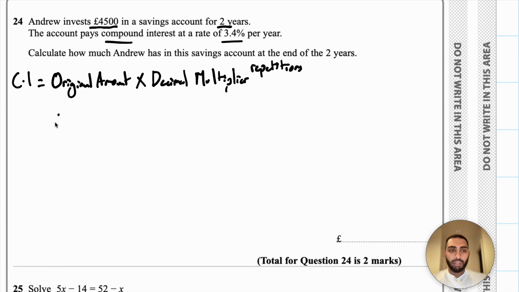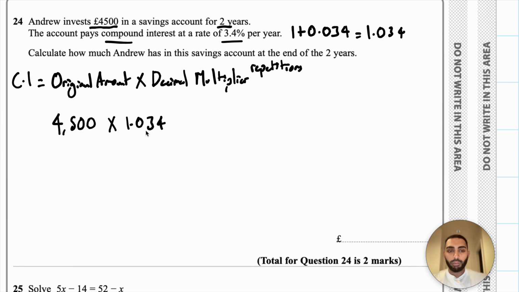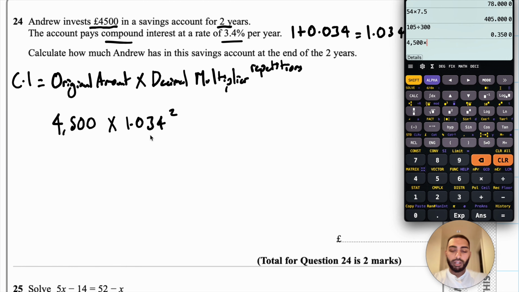Here, the original amount is 4,500. The decimal multiplier, because this is an increase, I start off with 1 plus, and I want this percentage as a decimal. If you're not sure, because it's a little bit tricky, you can just divide it by 100. 3% would be 0.03, so 3.4% would be 0.034. So the decimal multiplier for this is 1.034. Timesing by 1.034 would be increasing it by 3.4%, but that's just for 1 year. We need to raise it to the power of 2 because it's for 2 years, or you could just times it by itself. Just typing that in, we have 4,500 times 1.034 to the power of 2.